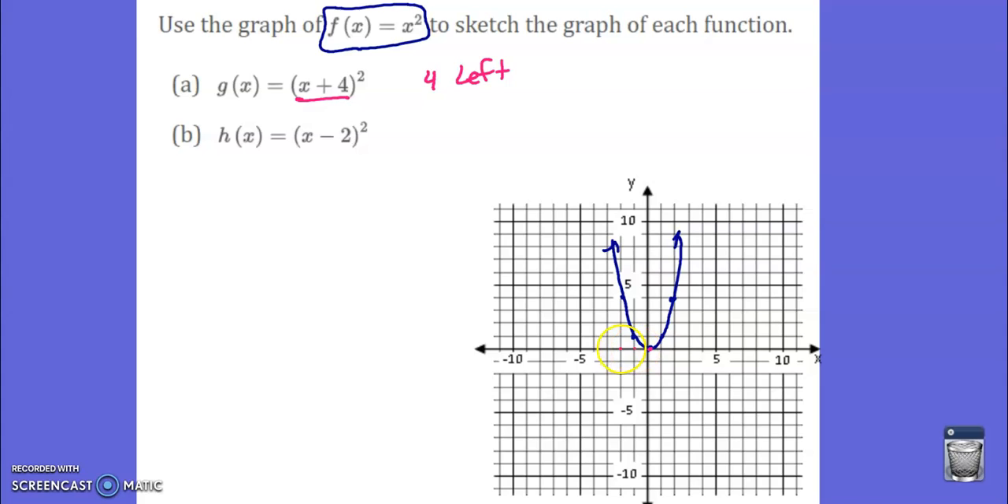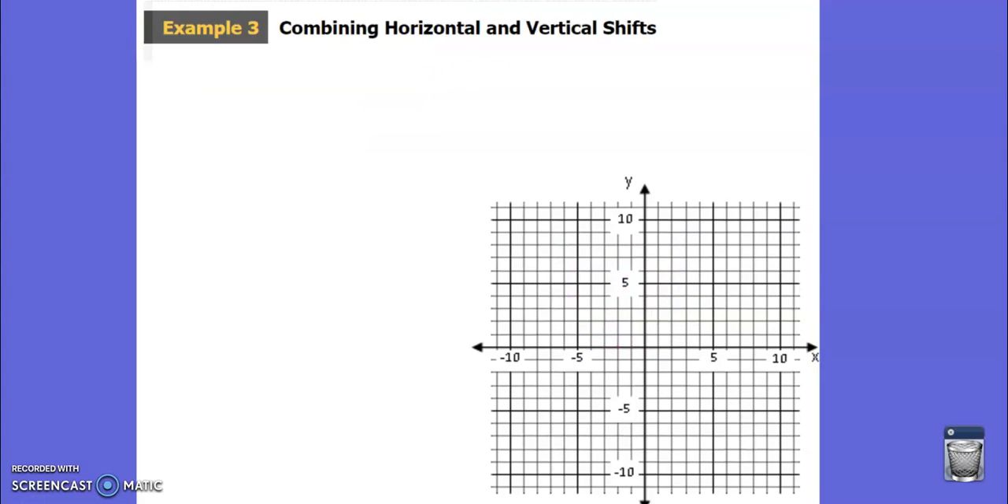So look at the vertex. 1, 2, 3, 4. So now this is the new vertex. Every point's being shifted 4 spaces to the left. Then you just basically graph it from that standpoint. This one says minus 2, so we're shifting it 2 spaces to the right, so the vertex would be there, and then you just shift all the other points over like that. So that's a horizontal shift.